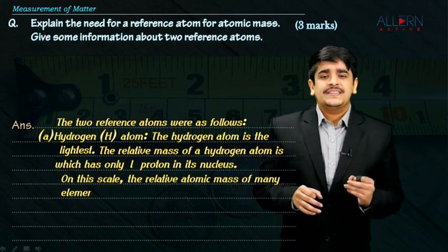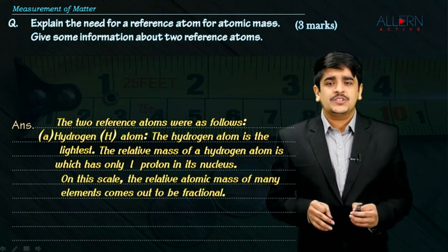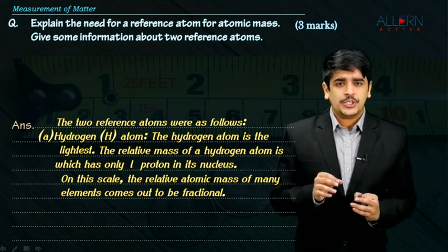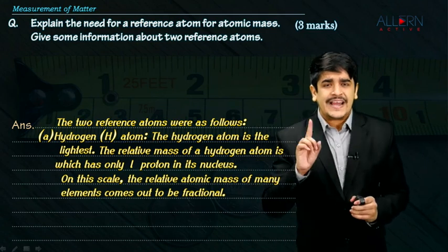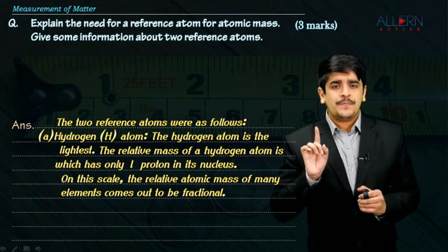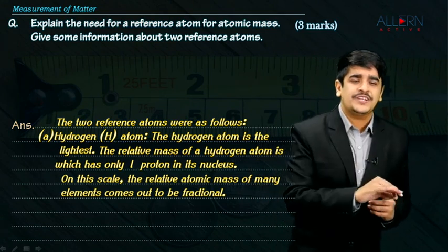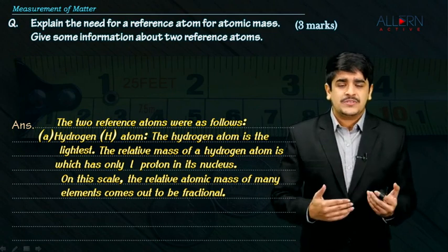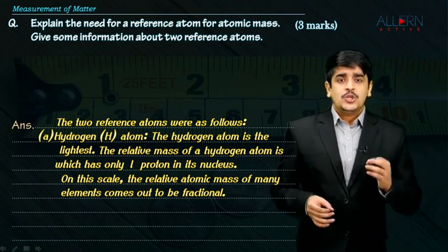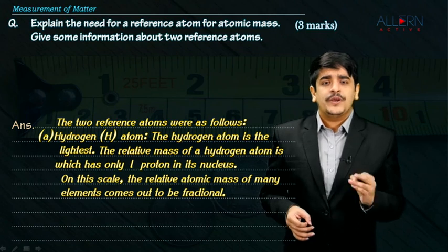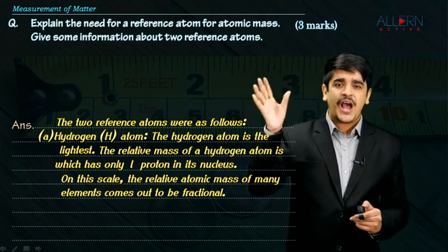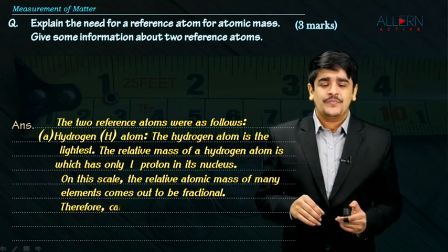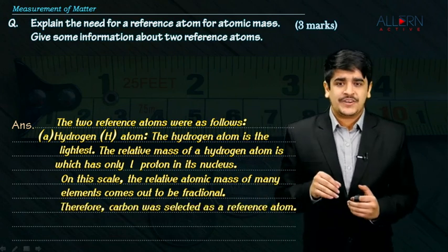On the scale, the relative atomic mass of many elements was found to be fractional. So the issue is, as far as a single atom of hydrogen is considered, the mass is not exactly 1. The mass is 1 point something after the decimal point. So most of the atoms, the masses are going to come out fractional. So I need my standard of unit of measurement to be exactly 1.000. How am I going to do that? Let's have a look. I'm going to change my atom of consideration.